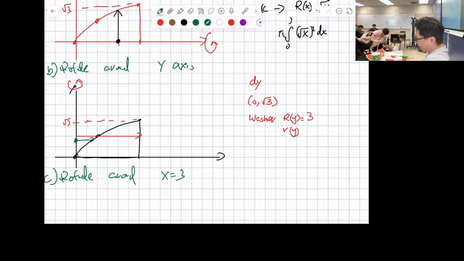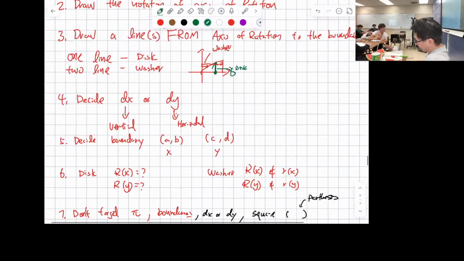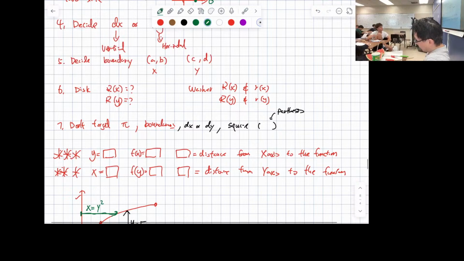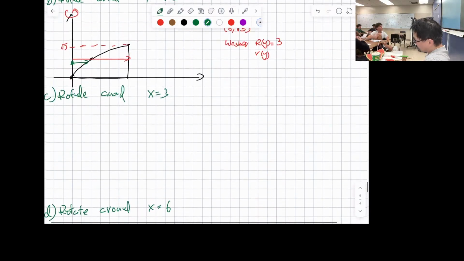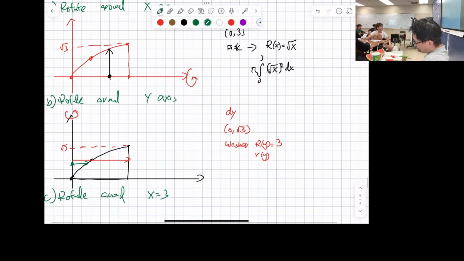But remember what we talked about. The distance from here to here is what? Look at what we wrote down: x equal to f of y is the distance from the y-axis to the function. This is x equal to y squared, right? X equal to y squared is the distance from the y-axis to the function. Got it? So that's equal to y squared.